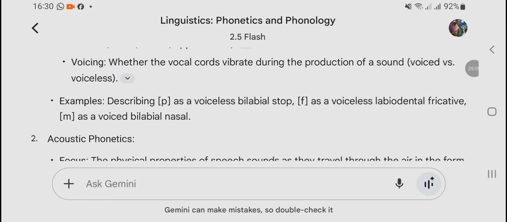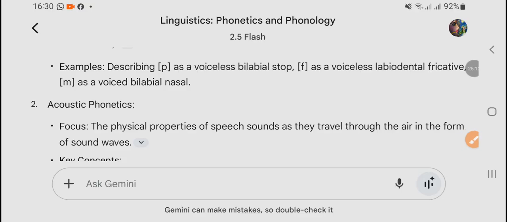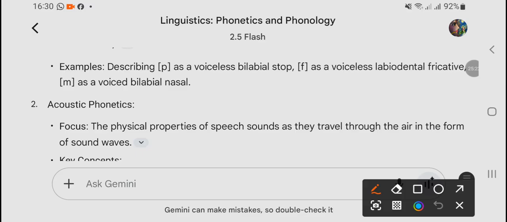So in detail I'm going to speak later on. Example: describing P as a voiceless bilabial stop. How? P is described this way, voiceless P. First you have to put your lips tight together, right? And then P is produced. P, right? So that is voiceless. And then you can put your fingers to your throat, Adam's apple. P, no vibration. And bilabial, of course, because both the lips are joined together. And stop, we have to stop the airflow. P, so that is voiceless.